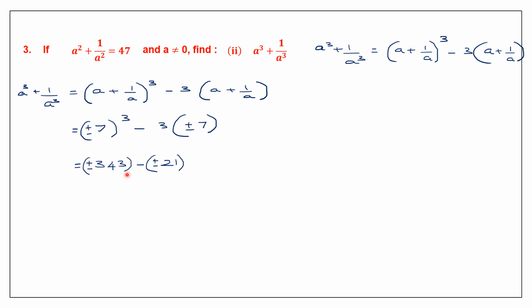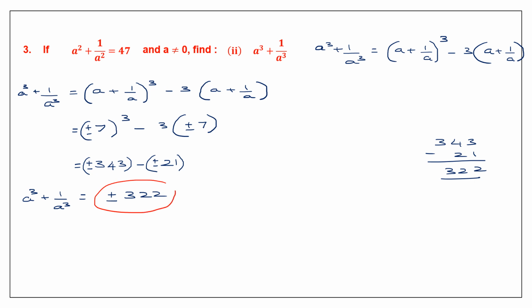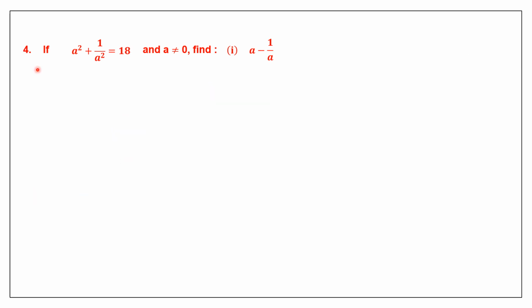So now we have 343 minus 21. Let's do that. 343 minus 21. 3 minus 1 is 2. 4 minus 2 is 2. And we have 3 here. So this is equal to plus or minus 322. So we have found the value of a cubed plus 1 by a cubed. So a cubed plus 1 by a cubed, the answer is plus or minus 322.